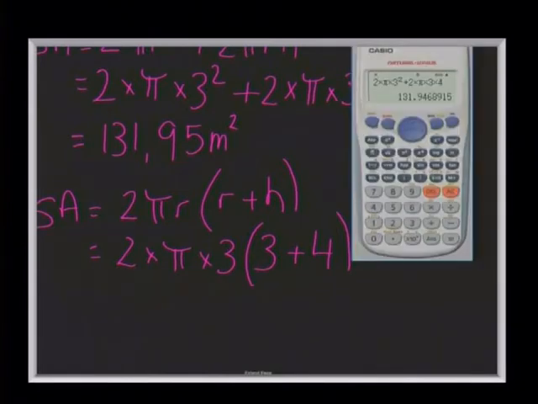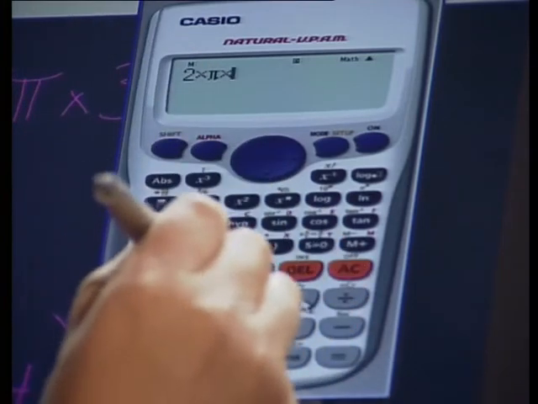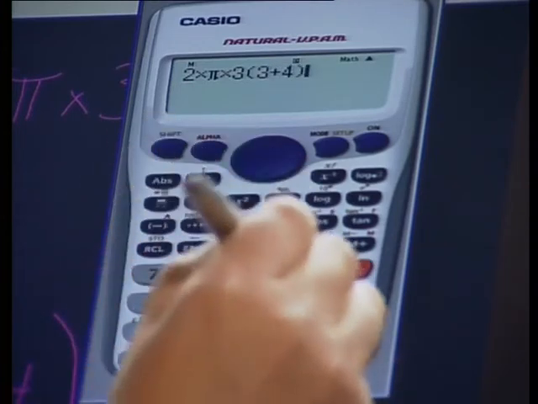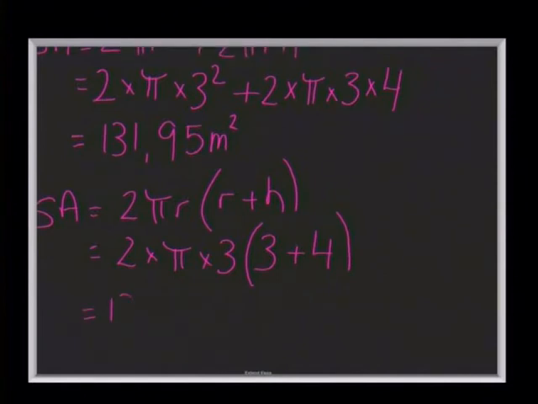Do that on our calculator. 2 times pi times radius, and open my bracket, 3 plus 4, and we end up with 131,95. Exactly the same answer. But don't be scared of a formula that you haven't necessarily seen before. Sometimes it's the same formula, and we teachers like to confuse matters and just change it around a little bit, but just follow the basic, simple method. Substitute in the values that you've been given.